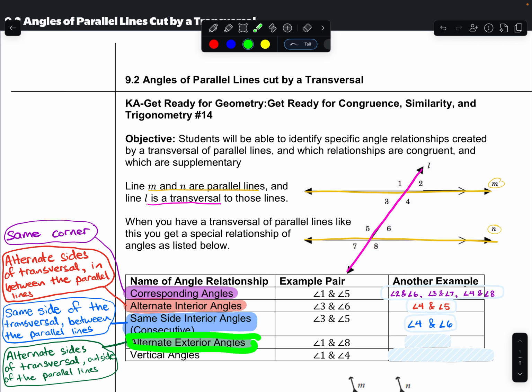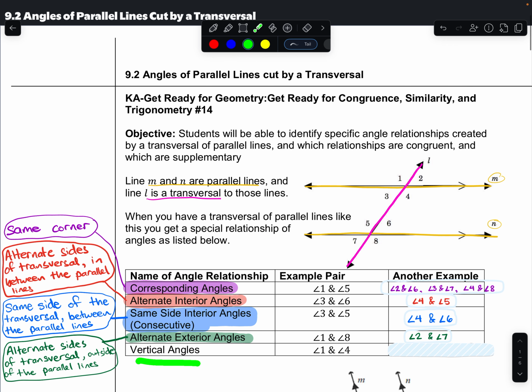Next, we have alternate exterior angles. They're on alternate sides of the pink transversal, and they are exterior to the parallel lines. They're outside of the parallel lines, not in between them. So angle 1 and angle 8 are alternate exterior angles. Can you guess the other one? If you guessed angle 2 and angle 7, you are correct.